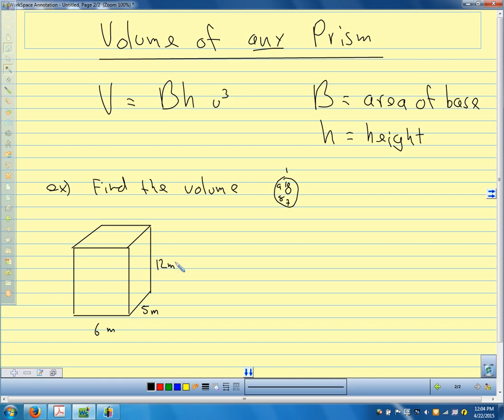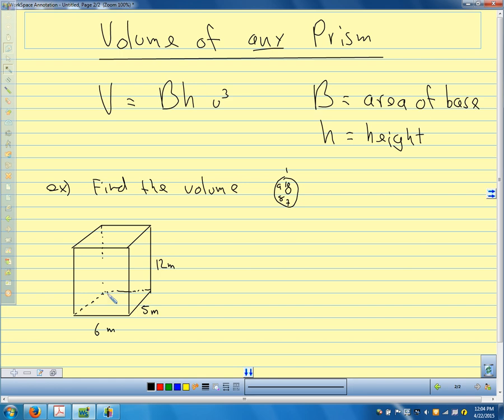All right, so there's our prism. What kind of prism is this? Rectangular prism. It's close to being a square, but it's not quite a square. So I'm going to draw in the hidden backside.